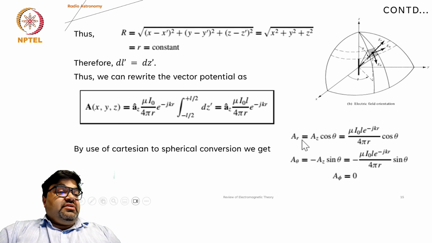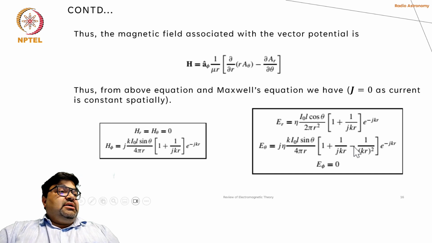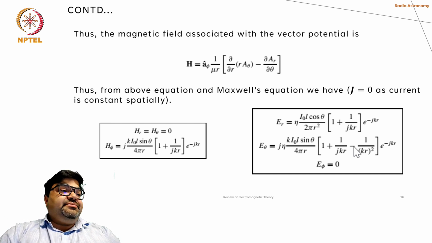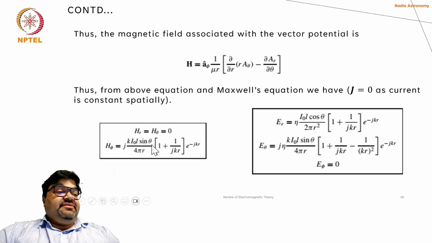Now if you want to convert it to spherical coordinates, then A has r and theta components. The azimuthal component is equal to 0. So we have two components instead of just one along Z as in the Cartesian coordinate case. So if you know A, you can derive H, and if you know H, then you can derive E. We have done this in the first week of the lecture.